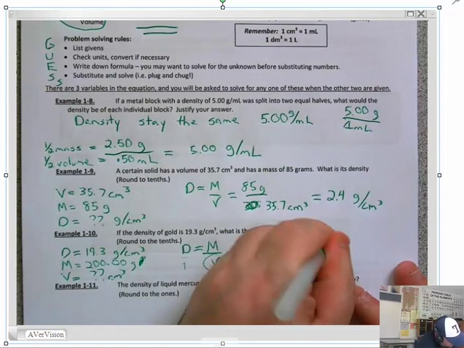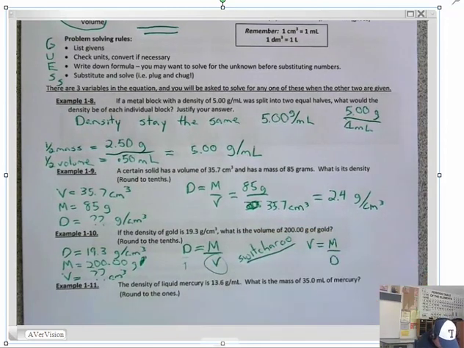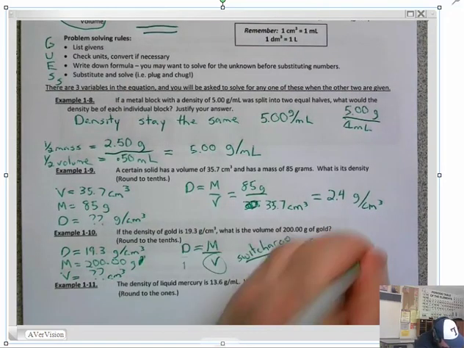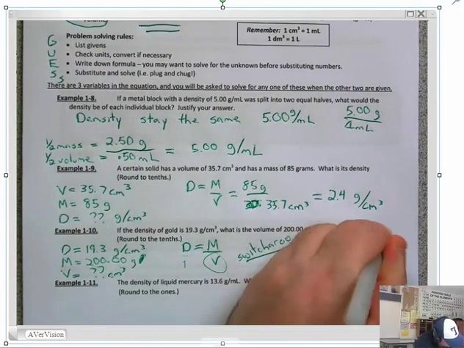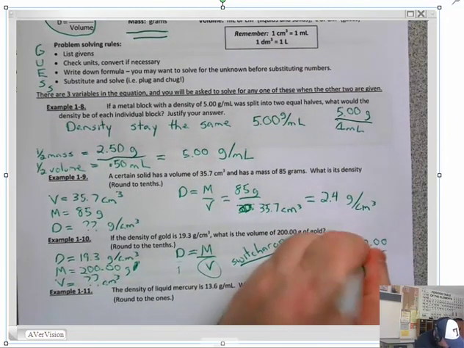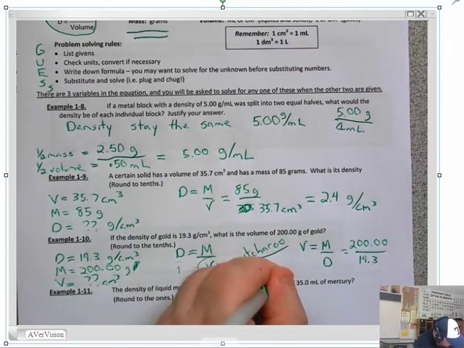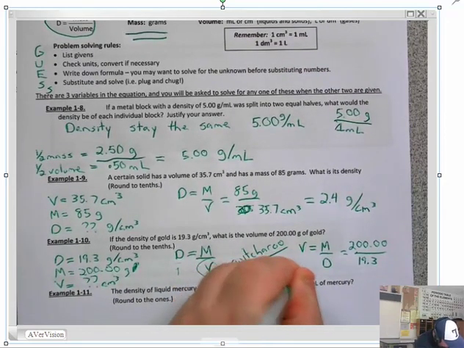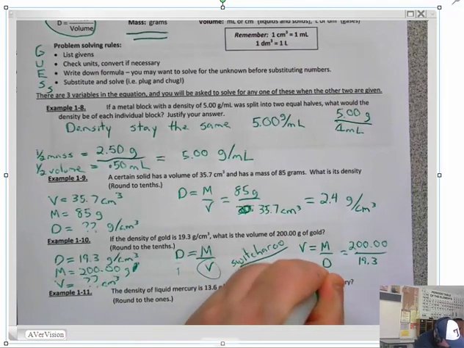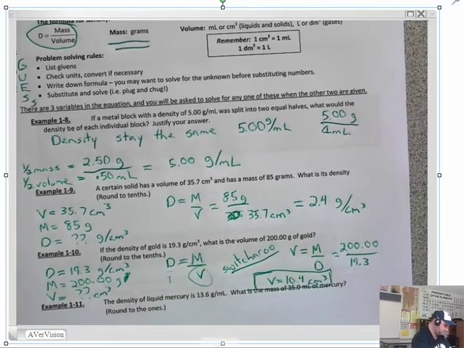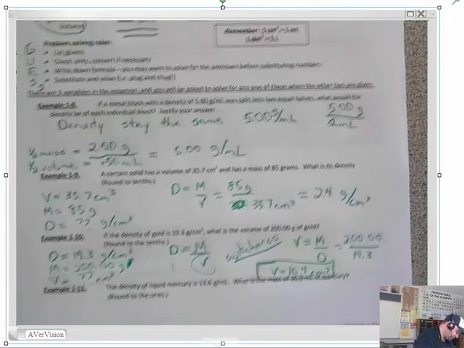Volume is equal to mass over density, which would be 200 over 19.3, and we would get a final volume of 10.4 centimeters cubed. See how that's done?